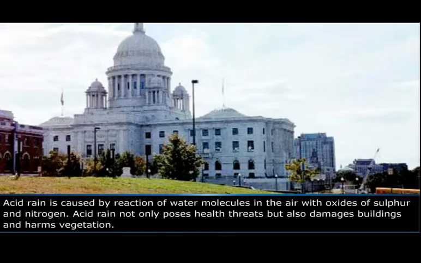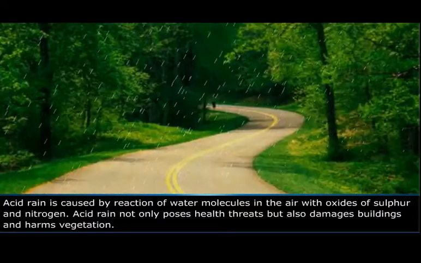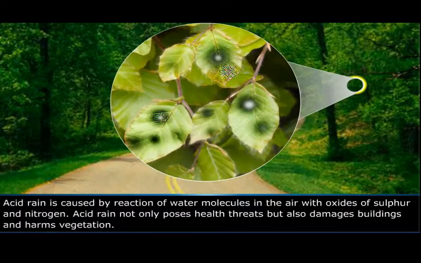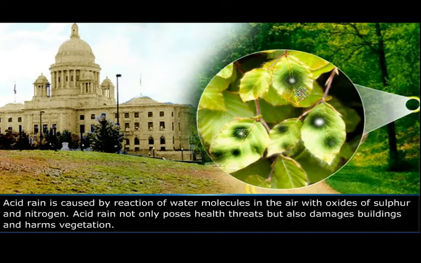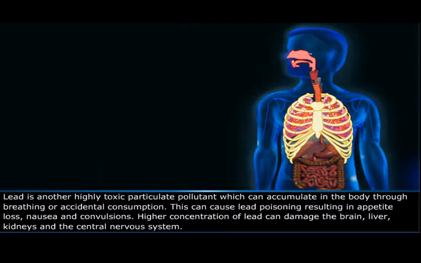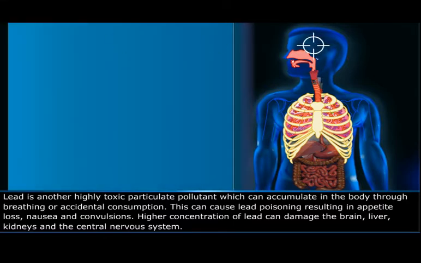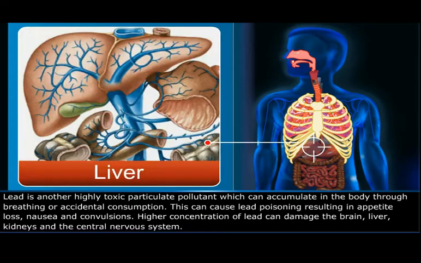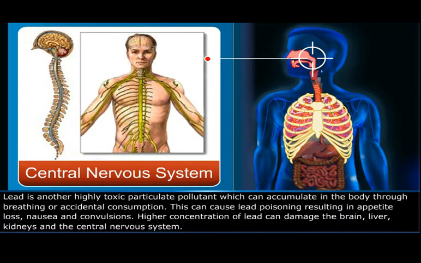Acid rain not only poses health threats but also damages buildings and harms vegetation. Lead is another highly toxic particulate pollutant which can accumulate in the body through breathing or accidental consumption. This can cause lead poisoning, resulting in appetite loss, nausea, and convulsions. High concentration of lead can damage the brain, liver, kidneys, and the central nervous system.